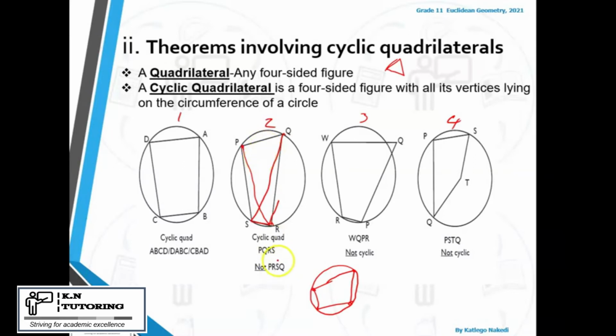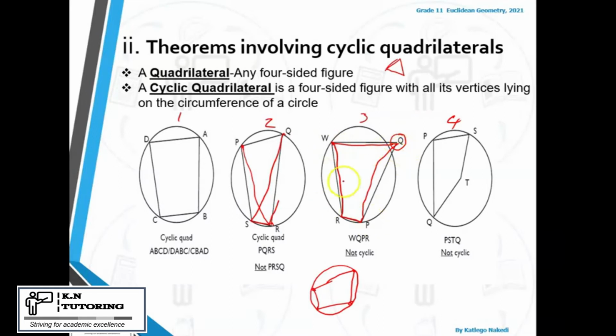Okay, that's why it's not a cyclic quad. But if you come here and say W, Q, P, R, now the question is, is this a cyclic quad? And I hope you are shouting and saying no. Why? Because Q is not a point on the circumference, it's a point outside the circumference, so it doesn't touch.